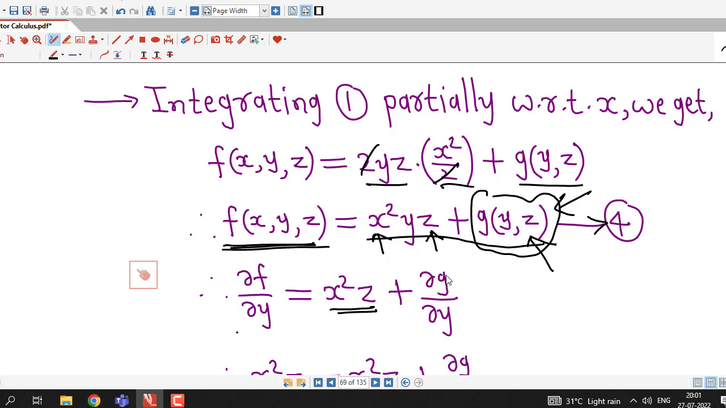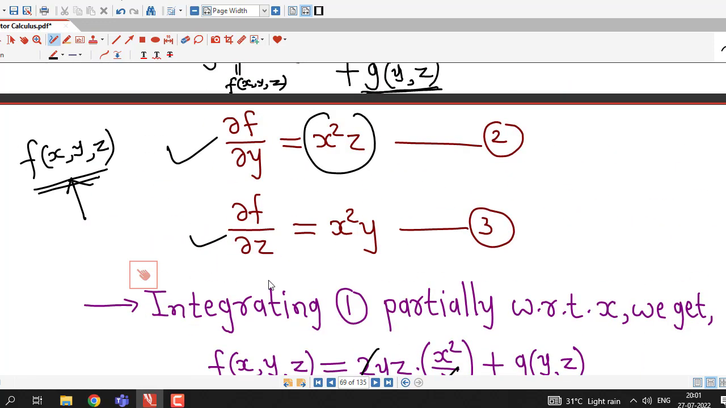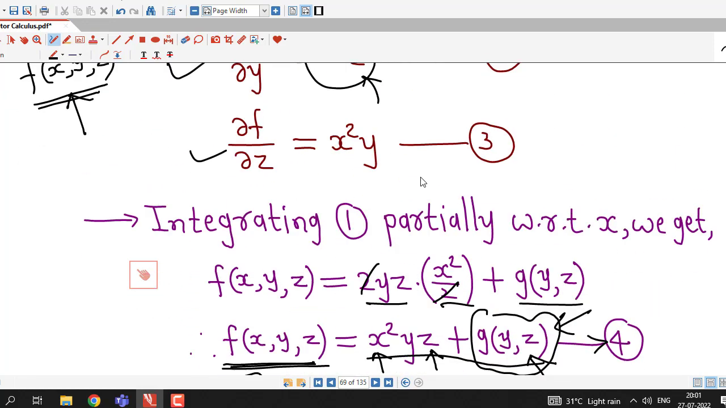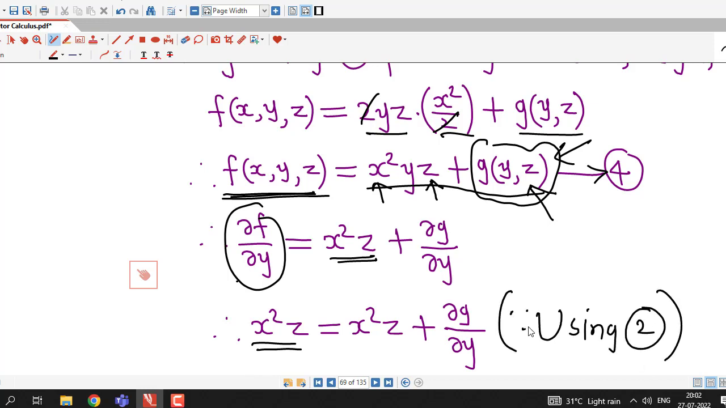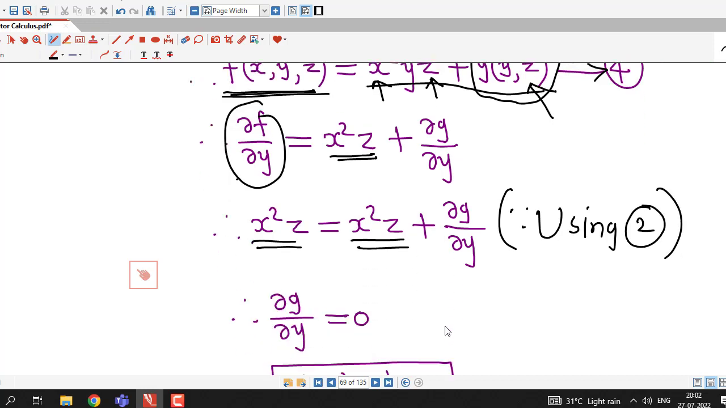G is function of two variables y and z, and we are differentiating partially with respect to y. So here we will write del g by del y, and in the next step we substitute value of del f by del y, which is x square z. So we put value of del f by del y, which is x square z, that we write from equation number 2. So in the bracket we mention that using equation number 2, and this is also x square z. So therefore partial derivative of g with respect to y will be 0, and g is a function of y and z.